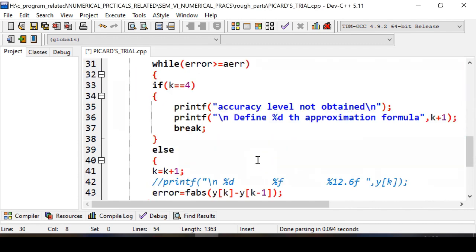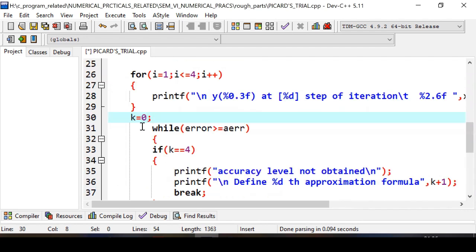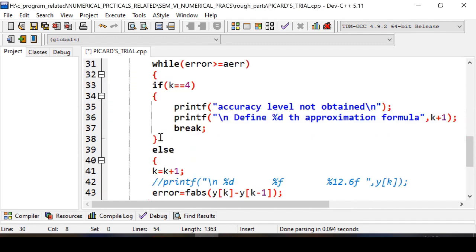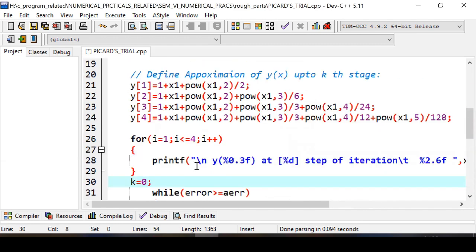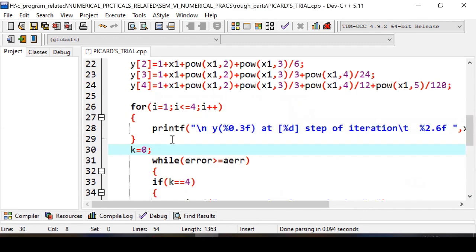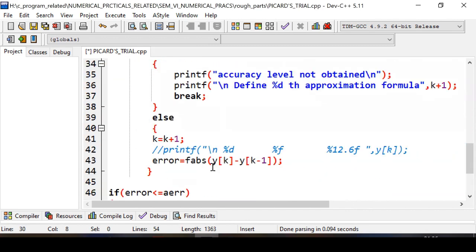And else, that means if k is not equal to 4, what will happen is k will increase by k plus 1. So initialize k equal to 0. So k will increase by k plus 1, meaning now it will first become 1. So at the first step I have already calculated the value. So once I have calculated the value, I will check the error between y1 and y of k minus 1.